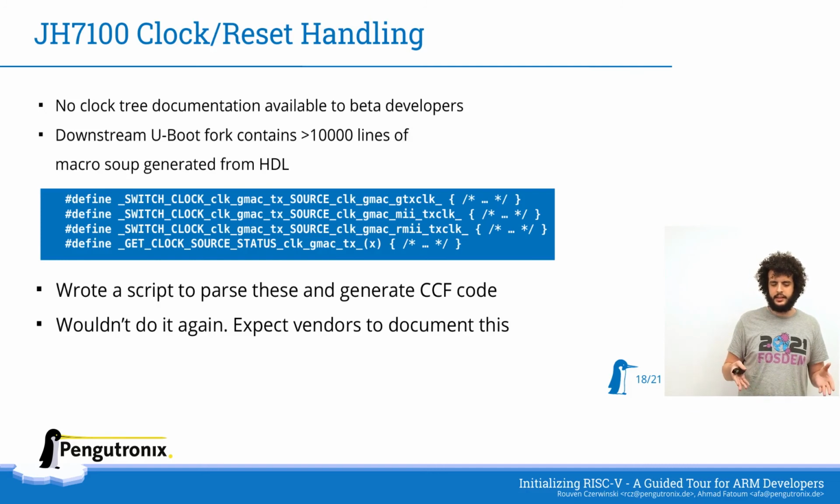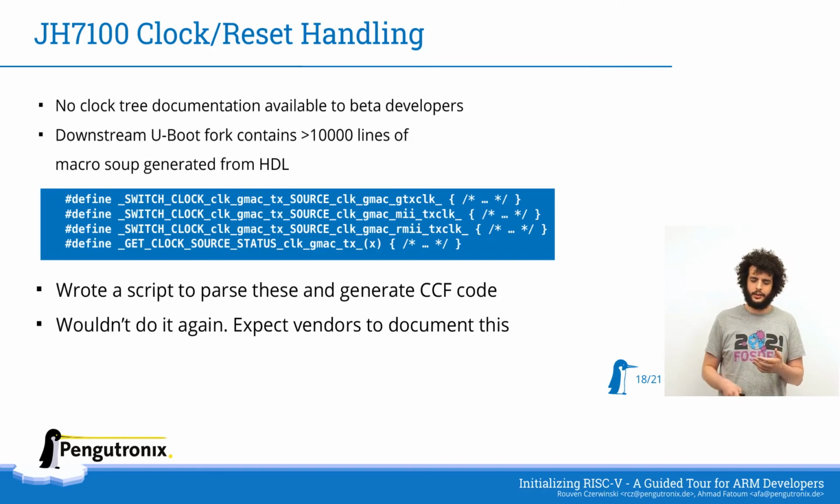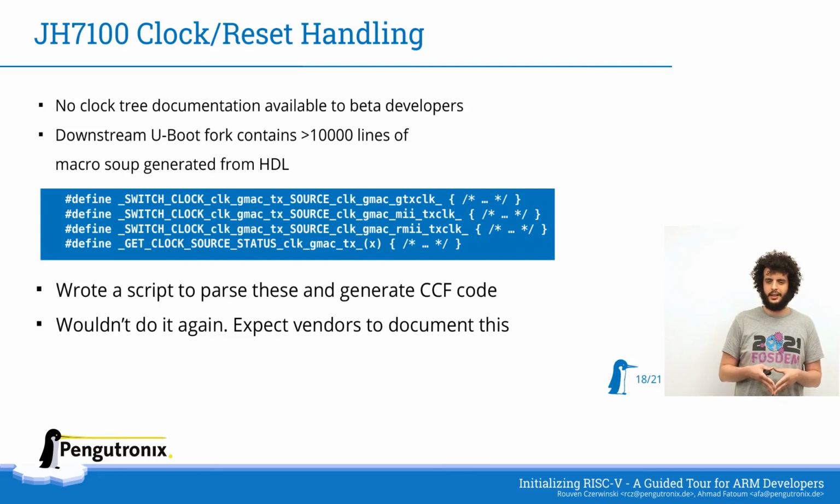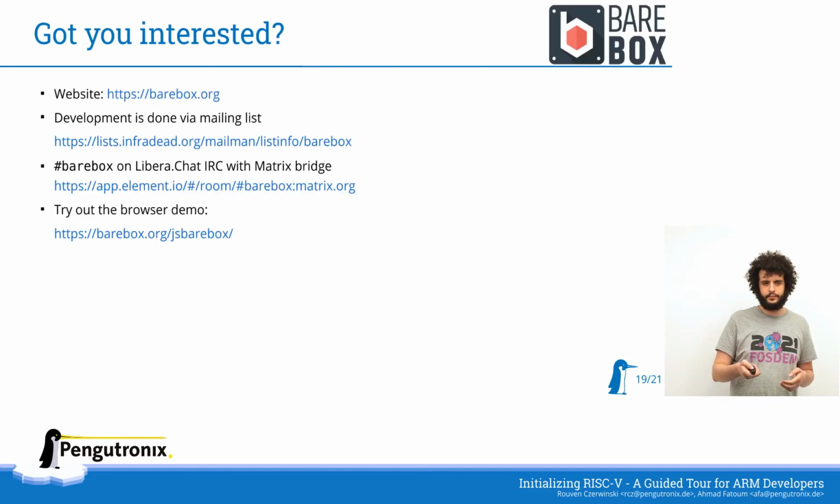They provided an Excel table with some information about the clock tree, not nearly enough, and with a very big disclaimer that you may not use this for distribution, for reproduction, copying, using, making derived works. So it goes completely out of the window using that for open source software. And in retrospect, I wouldn't do that again. So expect your vendor to document the hardware if you really want to use it in a product or you want to invest your own time in it.